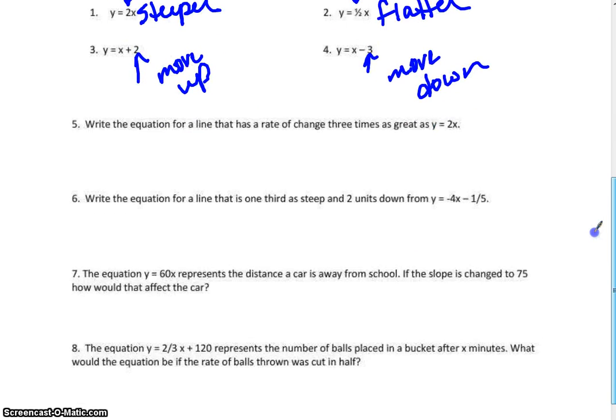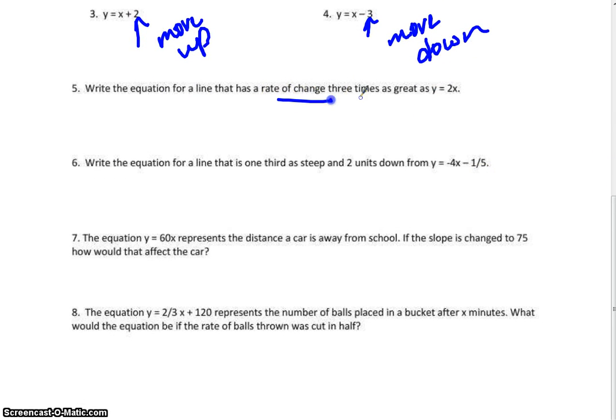Looking at number 5, write the equation for the line that has a rate of change 3 times as great as y equal 2x. Rate of change is the number in front of x, which is 2 here. 3 times as great means 3 times 2, so y is equal to 6x.